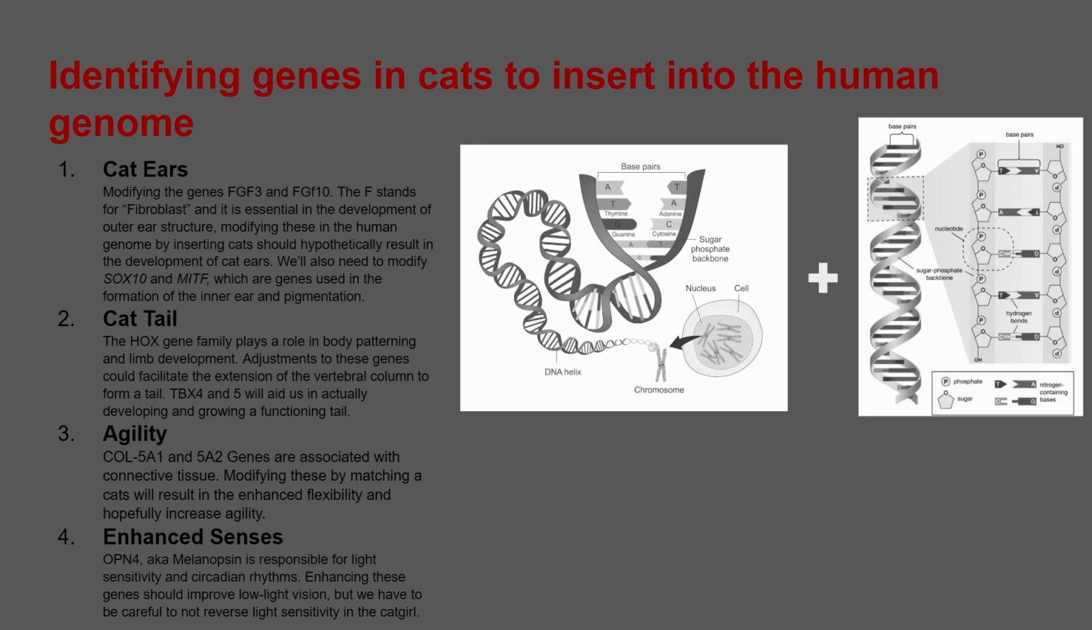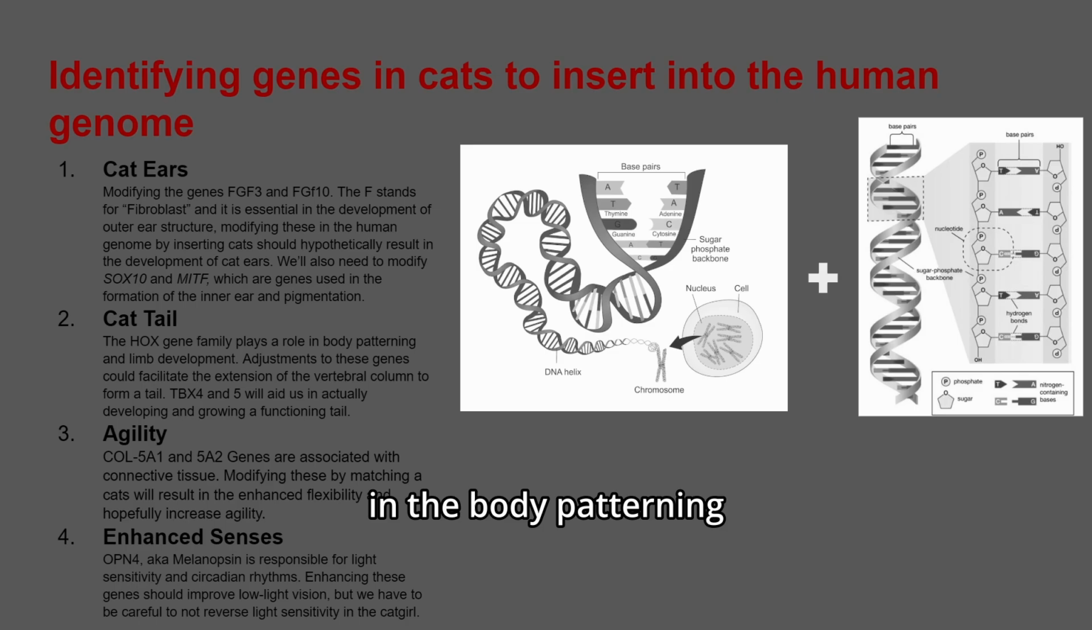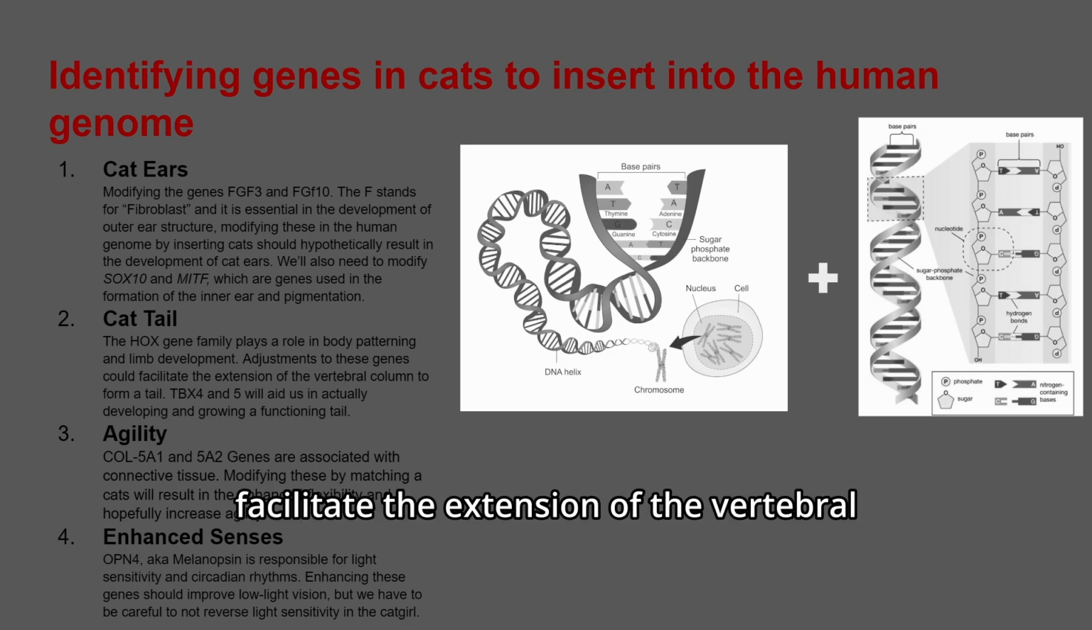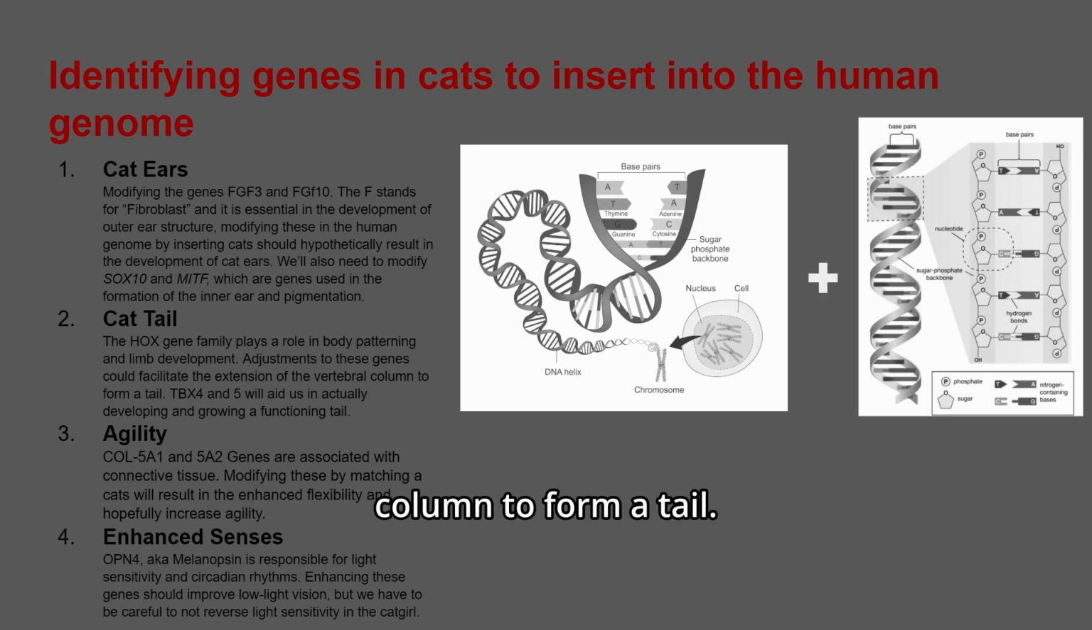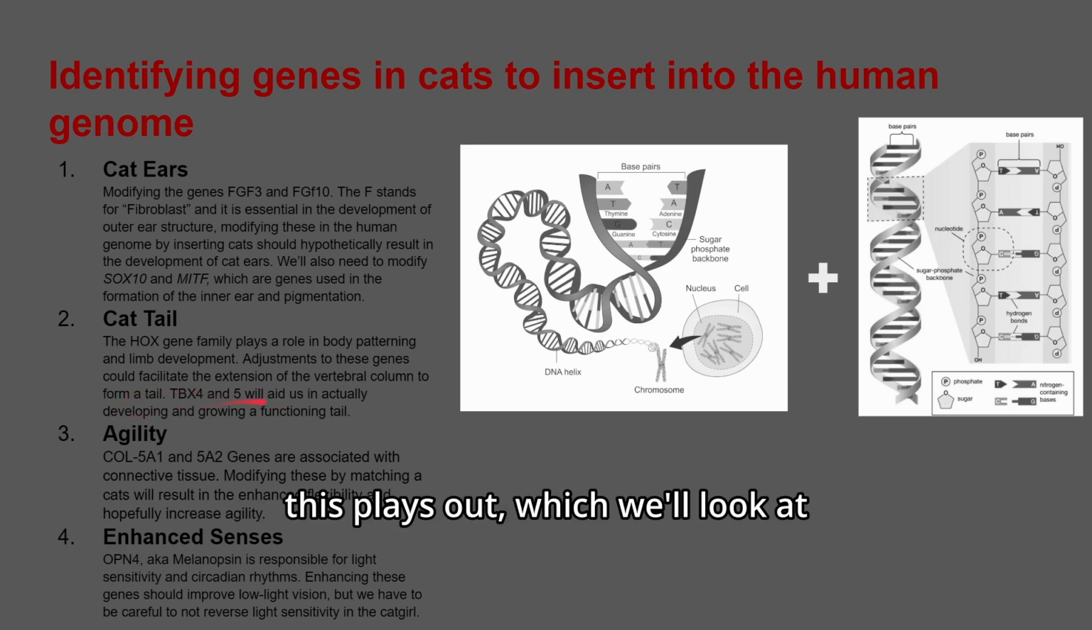Now, a cat tail. So the Hox gene family plays a role in the body patterning and limb development. Adjustments to these genes could facilitate the extension of the vertebral column to form a tail. So specifically, the TBX4 and 5 can actually aid us in developing a growing and a functional tail that can actually move. Now, tails in humans is really tricky because we're not actually designed to have them despite having a tailbone, so it would be interesting to see how this plays out, which we'll look at further into the research.